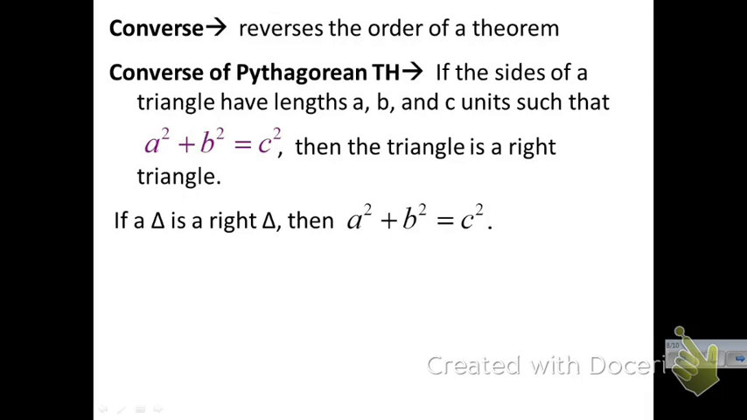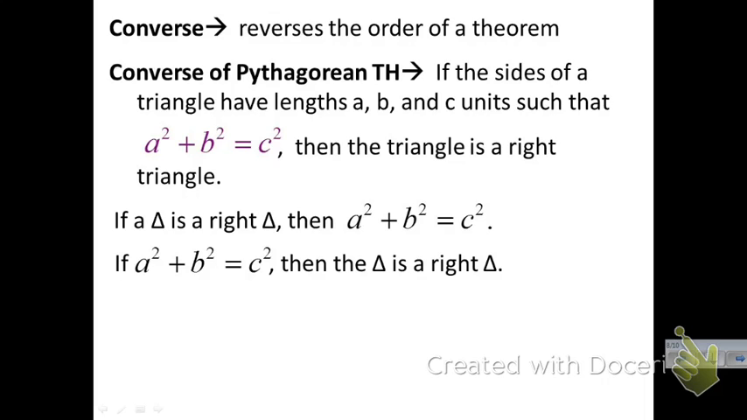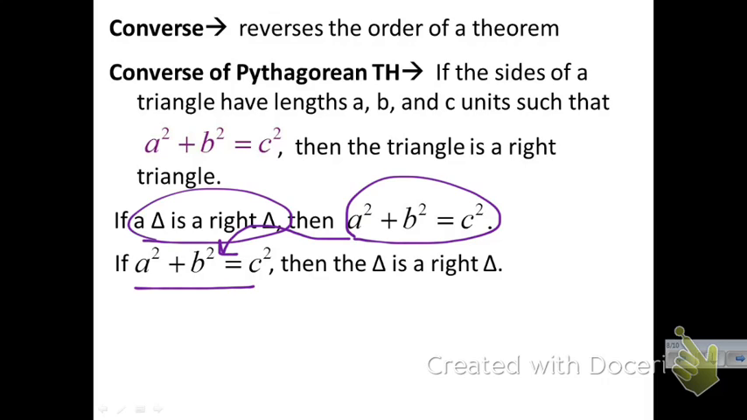This one right here is the Pythagorean theorem, really briefly. Then our second one here, this one's our converse. You can see that our then statement becomes the if statement, and our right triangle then becomes the converse, and we switch that order.